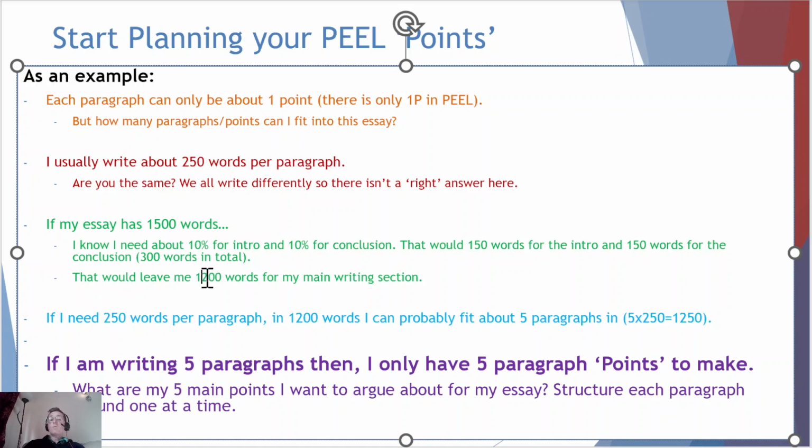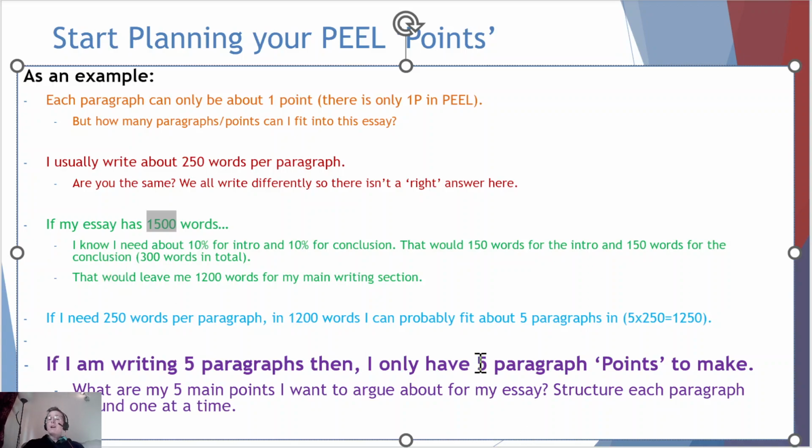Now, if I know I've got 1200 words to play with, and I know I write about 250 words in each paragraph, well, in 1200 words, therefore, I can probably fit about 5 paragraphs in. Because if I do 5 times 250, I get to 1250. That's just over what I've got, but give or take, it's probably going to be roughly around there. So I'm going with about 5 paragraphs to fit into this 1500 word essay. So I now know I've got 5 paragraphs to write, topping and tailing it with an intro and a conclusion.